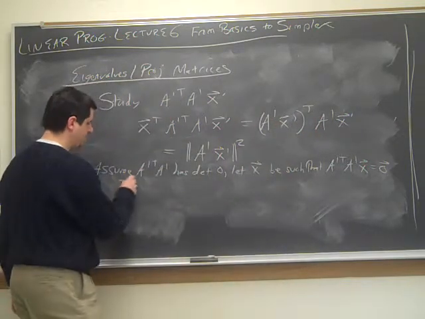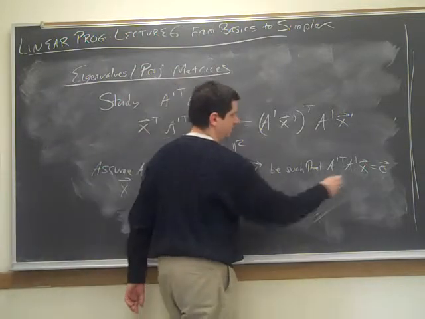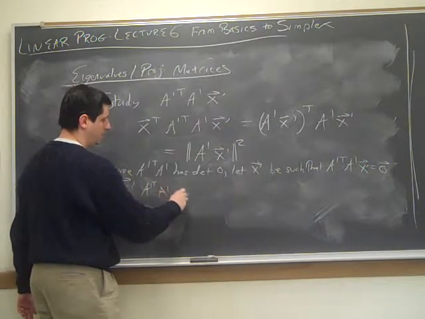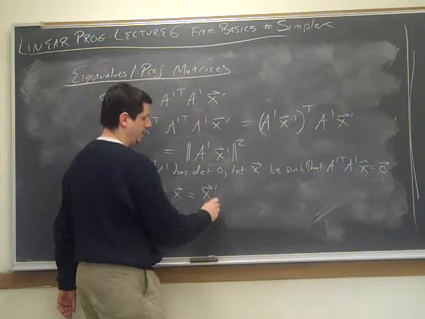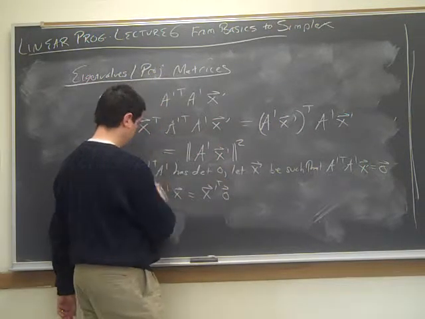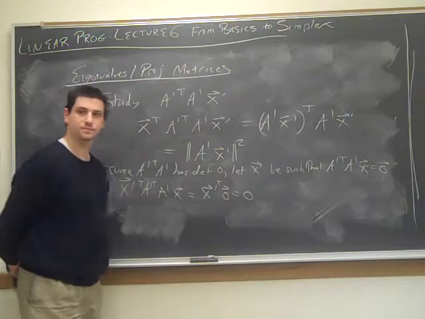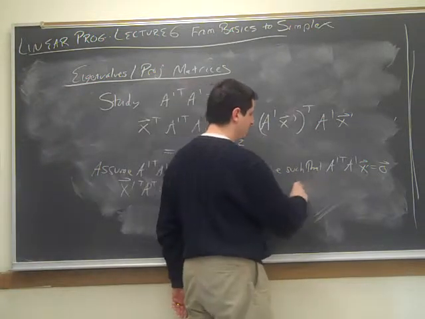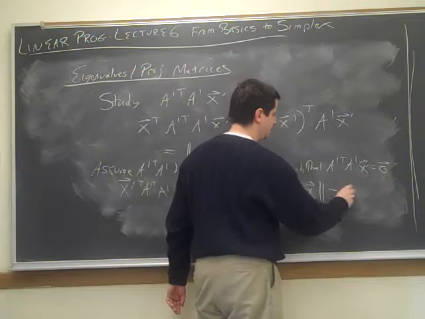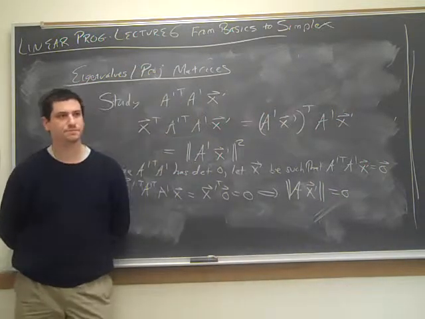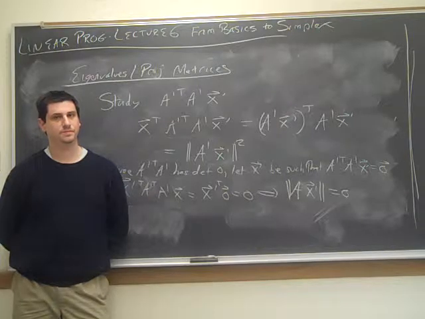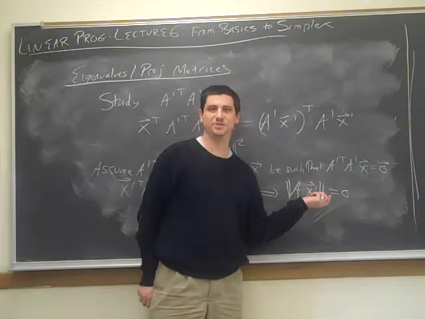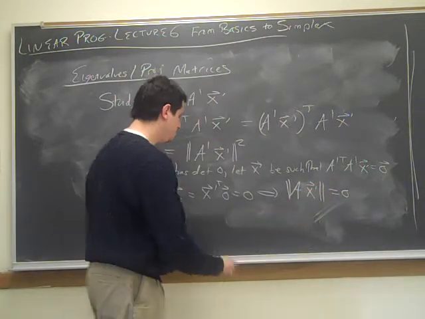Okay, well then that means if I keep using that vector, we'll let that be our X prime, we get X prime transpose A prime transpose A prime X is just X prime transpose times the 0 vector, which is just 0. So that's told us that A prime X has length 0 for that special case. What's the only vector that has length 0? The 0 vector.